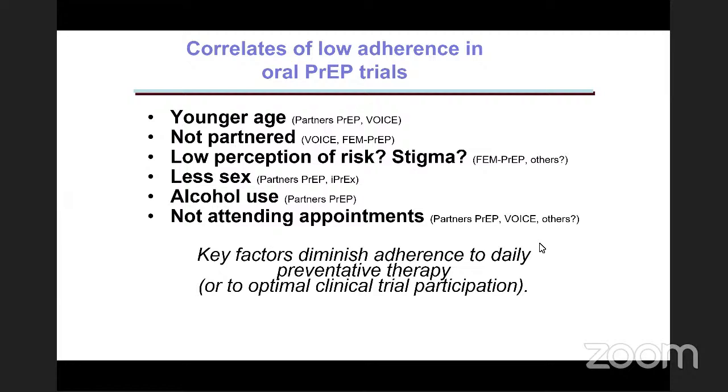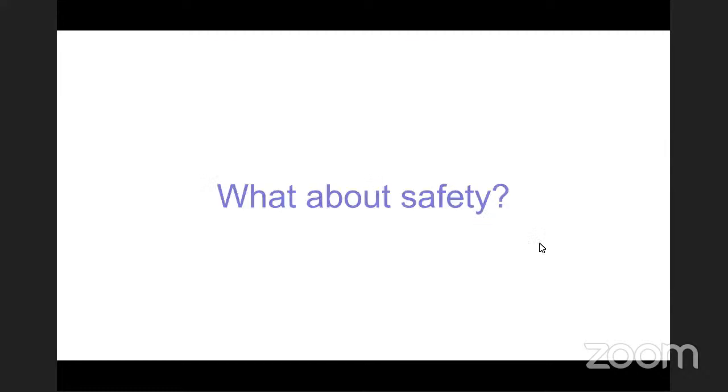We and other colleagues had done correlates of low adherence, looking at what populations had lower adherence. One of them was being young, so younger age had lower adherence, as did those who are not partnered, those who perceived themselves at less risk, those who experienced stigma, and other issues such as those who are not sexually active, alcohol use, and not attending appointments. So all these were correlates of low adherence. So we answered that question of efficacy.